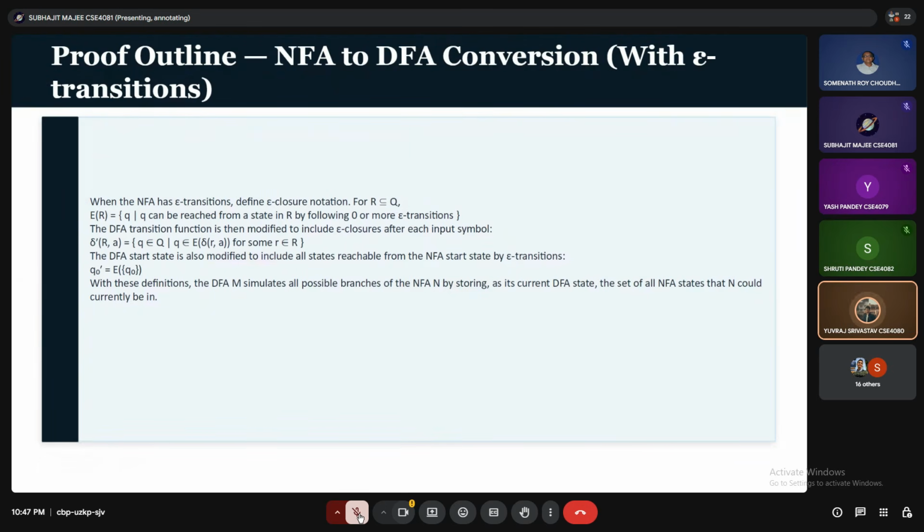When we build our DFA, we have to apply this epsilon closure to our start state at the beginning. We also apply it after every single input symbol is read during the transition function. This ensures that our DFA can accurately capture all the parallel branches the NFA might take without consuming the input.